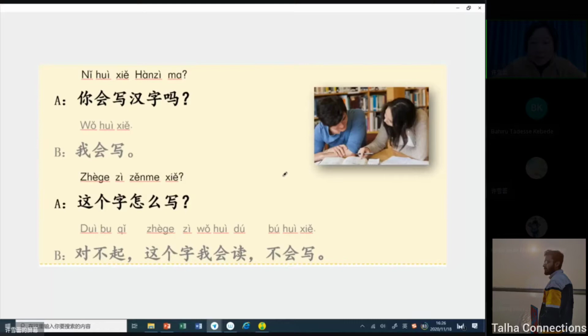And then 怎么说? 说 is to talk, to speak, or to say. So 怎么说? For example, apple, 汉语怎么说? My answer will be 苹果. I'll tell you how to say apple in Chinese. 那怎么做? 怎么做? How to make? How to cook? For example, 这个中国菜怎么做? Or 这个菜怎么做? I'm asking how to cook that food. Alright, this is what we learned last time.